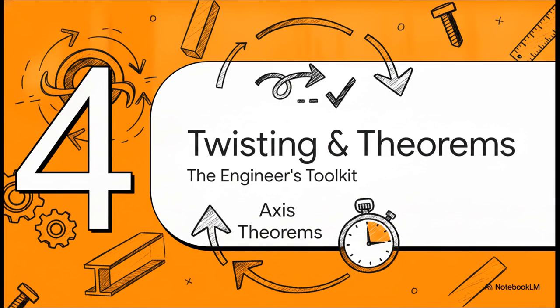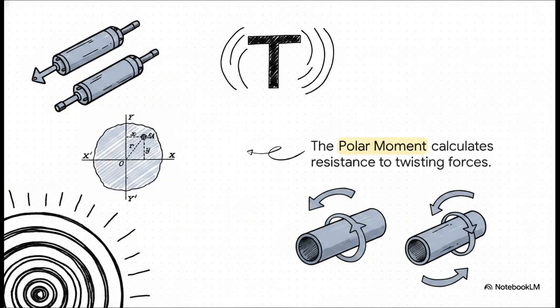All right, Section 4, Twisting and Axis Theorems. This is basically the engineer's toolkit. Now, before we tackle the big mathematical shortcuts, consider a circular shaft for a moment. Not all forces in the real world make a beam bend, right? Sometimes forces make things twist. Think of the drive shaft in a car. This twisting action is called torsion.